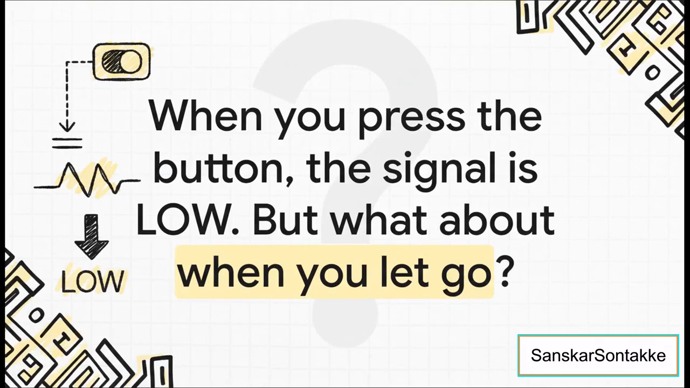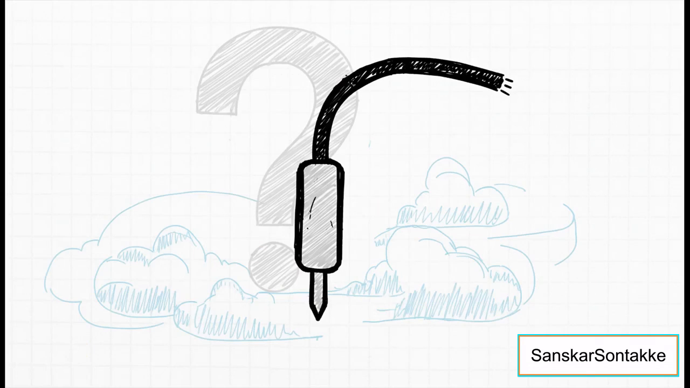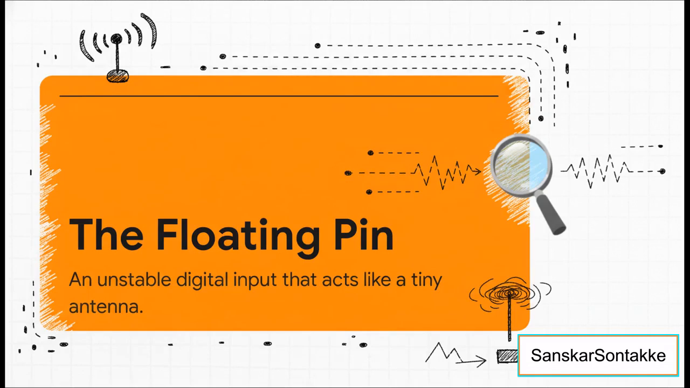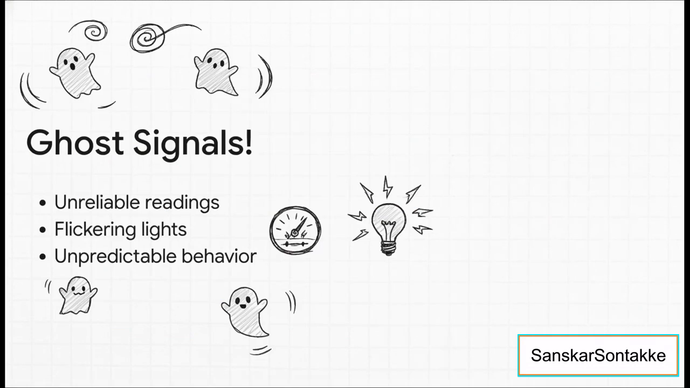So when you press the button, you connect the pin to ground. That gives us a clear low signal. But when you let go, the pin isn't connected to anything. It's just floating. And this is our villain for today, the floating pin. It literally acts like a tiny antenna. It picks up random electrical noise from the air. We call these ghost signals, and they make things unpredictable.